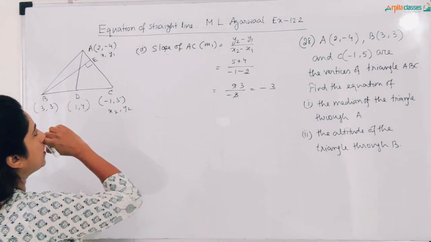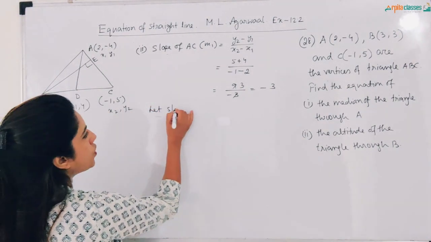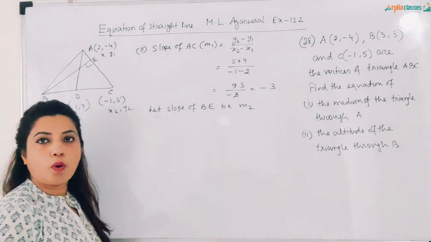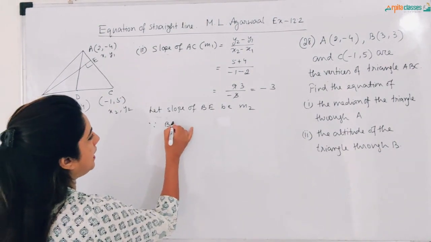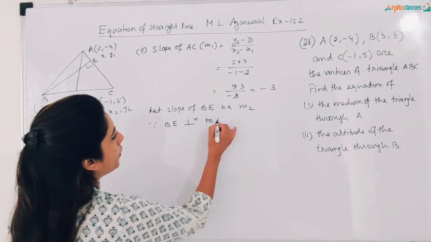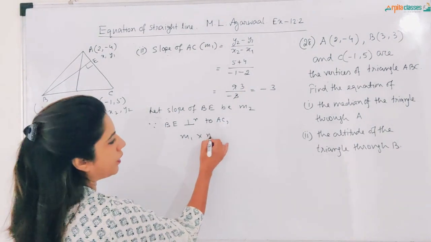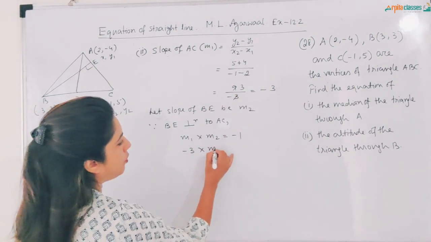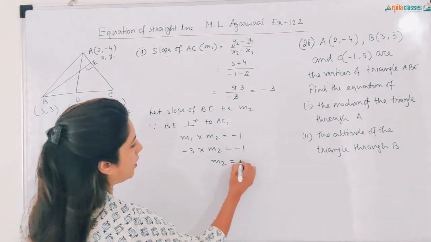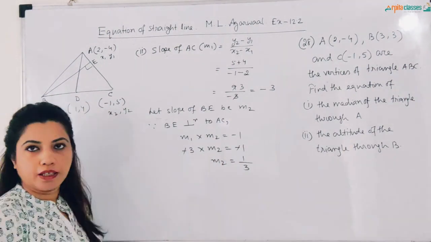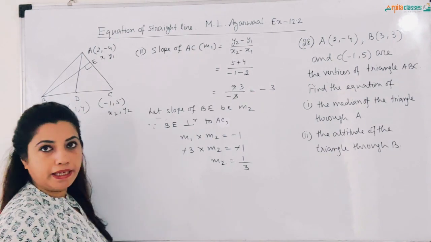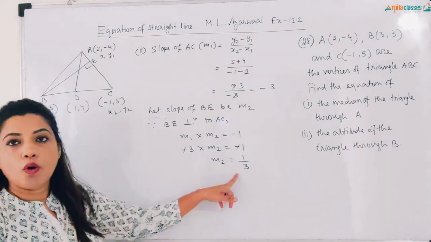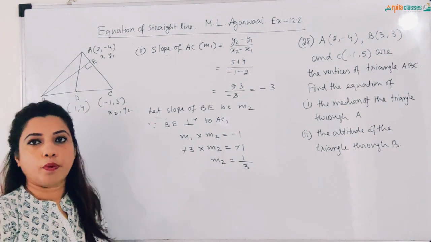Now we have to find out the slope of BE. Let the slope of BE be M2. Now what is the criterion? Since BE is perpendicular to AC, we know M1 into M2 is equal to minus 1. M1 is minus 3, M2 we do not know, equals minus 1. So M2 will be equal to 1 upon 3. So this is the slope of BE. Also, the line goes through B, which is (3, 3). So we have the slope and we have a point, so we can find the equation of the line.